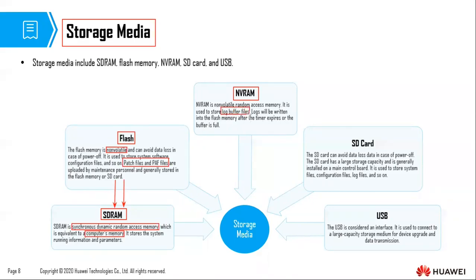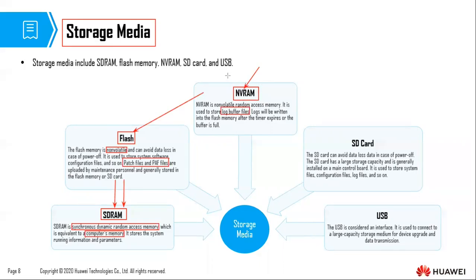So the log buffer files. What does that mean really? Now, normally the CPU requires to access files quite fast and also write files quite fast. So for that, the CPU does not write directly to the flash drive when it wants to store things. What the CPU does is that it writes to the NVRAM because the NVRAM is a faster storage media compared to the flash. So the NVRAM acts as the buffer.